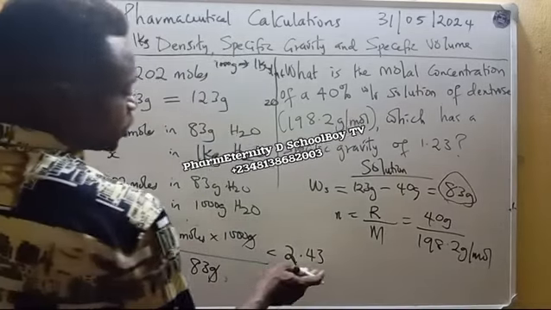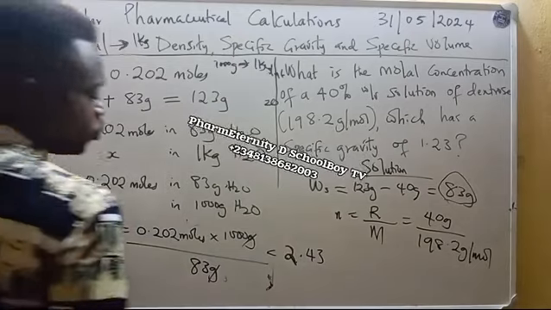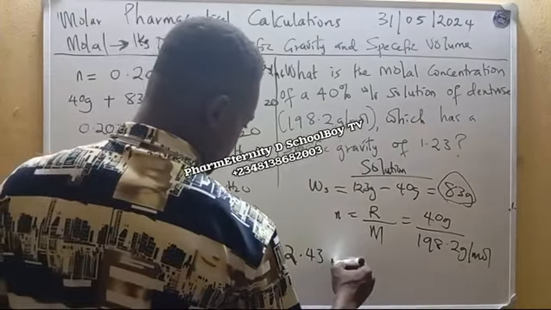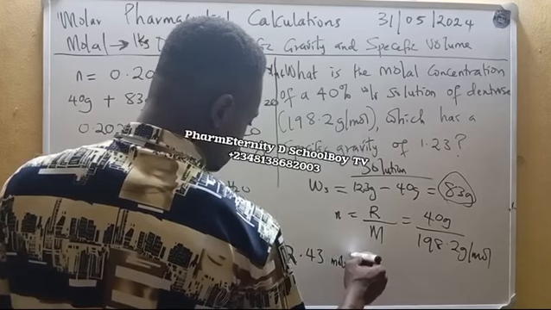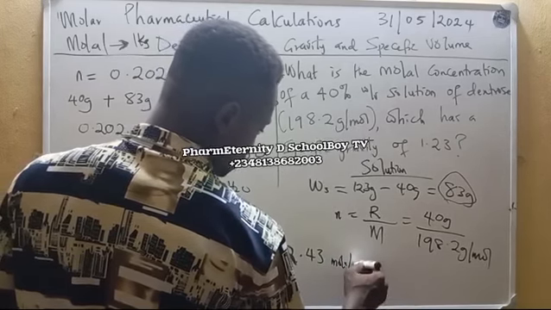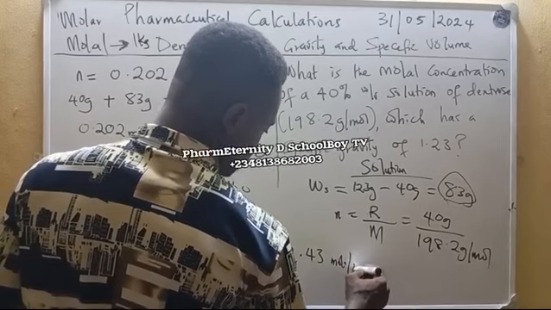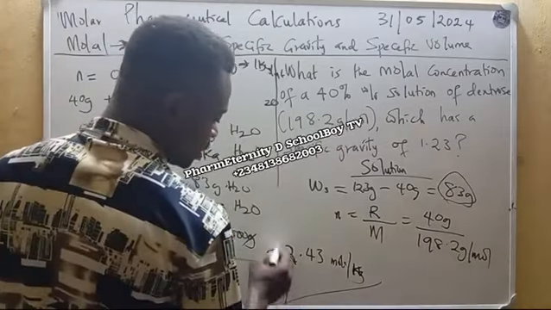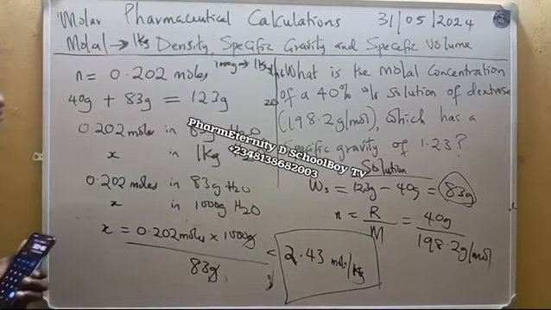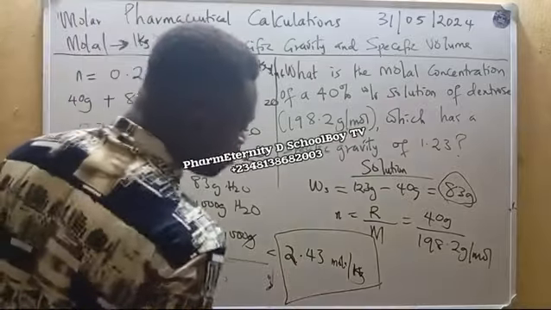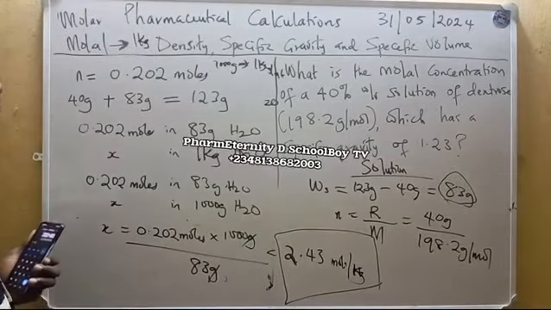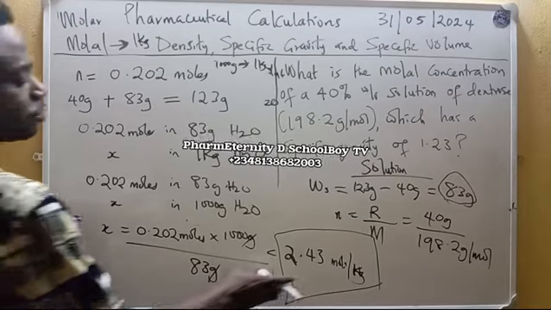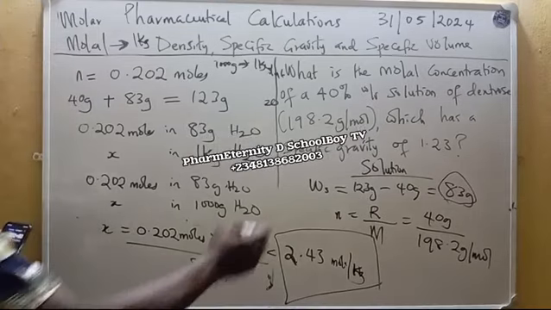The molar concentration of this is what? 2.43 moles per what? Kilogram. Moles per kilogram. This is the molar concentration. 2.43 moles per kilogram. This is the molar concentration of this solution.